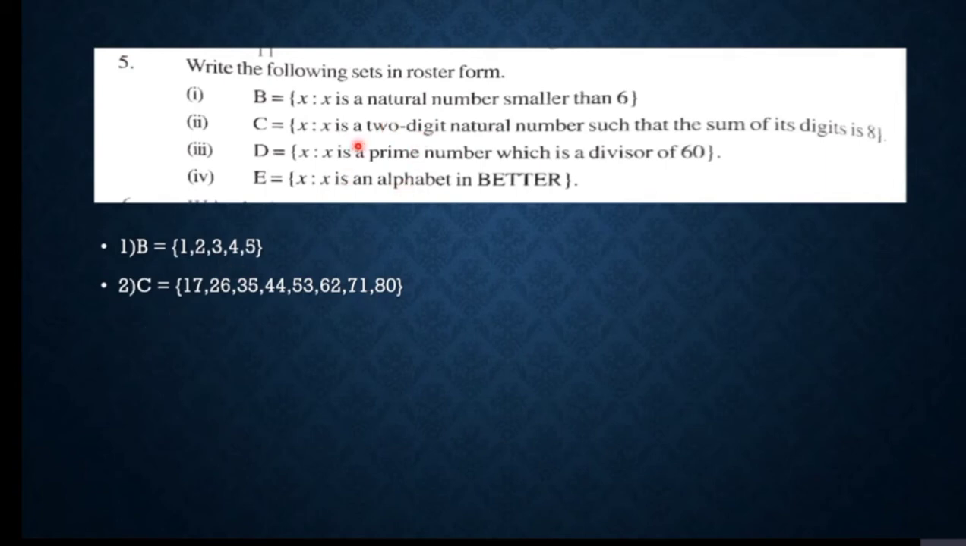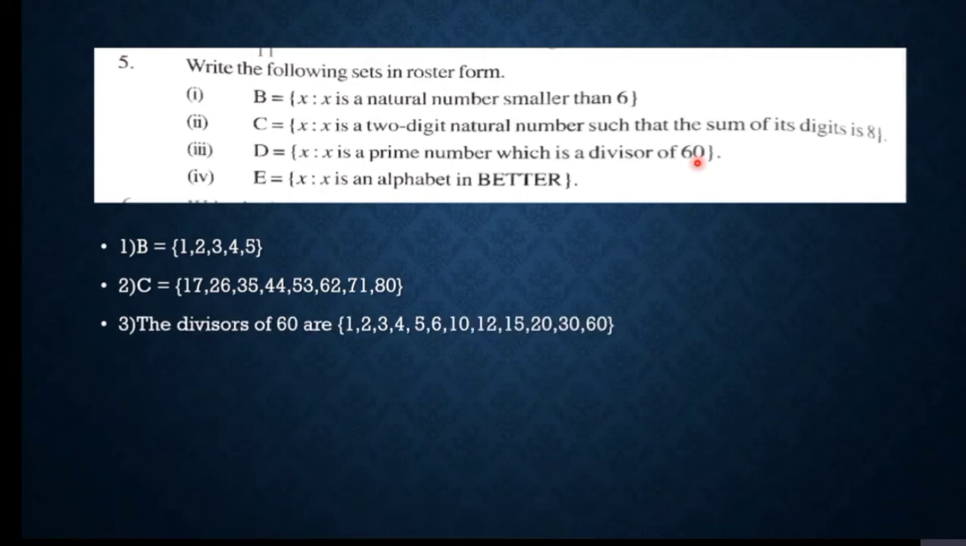Third bit, x such that x is a prime number which is a divisor of 60. Now we write the divisors of 60 first. What are the divisors of 60? 1, 2, 3, 4, 5, 6, 10, 12, 15, 20, 30, 60. All these numbers are divisors of 60. Now here we have to write the prime numbers which are divisors of 60. In these numbers, what are the prime numbers? 2, 3, 5. Only 3 numbers are the prime divisors of 60.